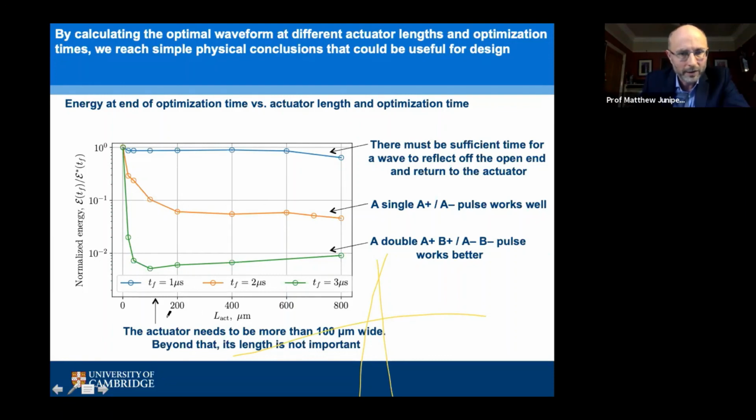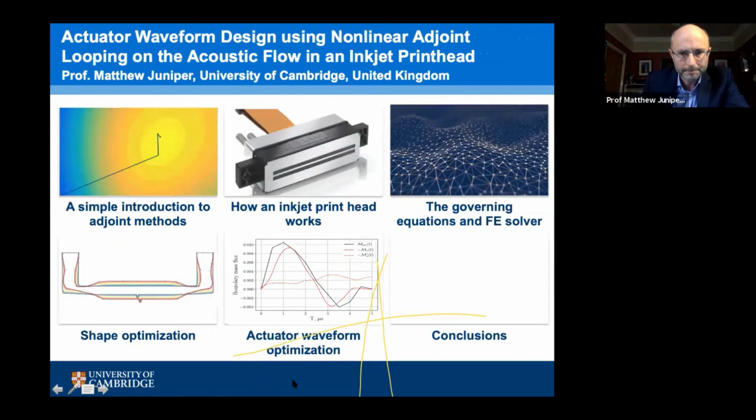The next thing you notice is that the actuator needs to be more than 100 microns long. It's got to have enough actuation capability. But once it's 100 microns long, it doesn't really matter how much longer it is. It doesn't make much difference to the energy at the final time. It perhaps slightly improves in this case as the actuation increases, perhaps slightly gets worse in this case, but it doesn't have a big influence. So there are a few important things to take away there if you were designing an actuator.